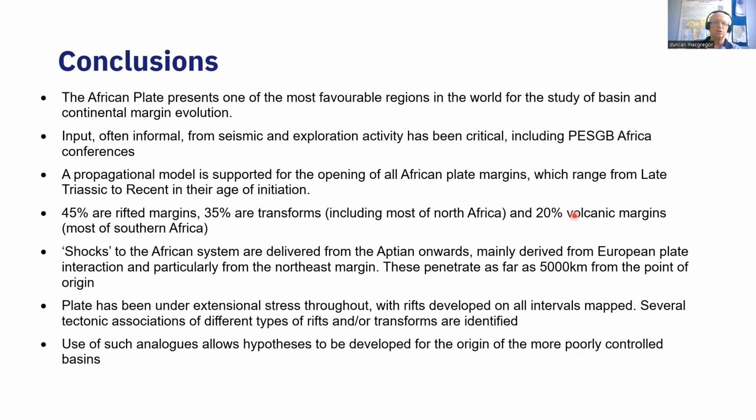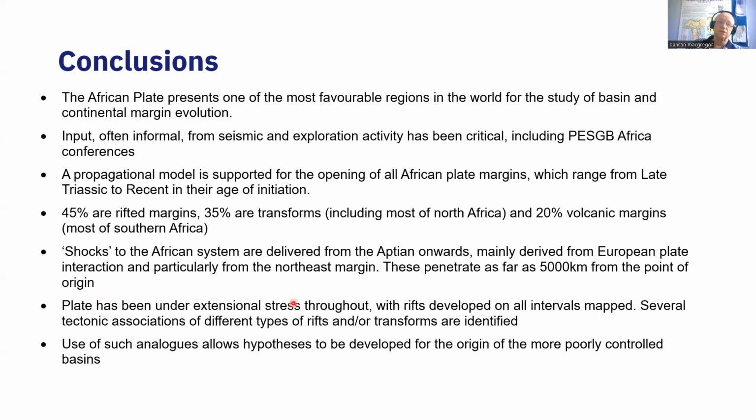And how this volcanic margin in South Africa relates to the frequency of volcanism around Southern Africa, and how that relates to the South African plateau, because most of that volcanism is ultimately mantle derived, is still an uncertainty. Shocks to the African system are delivered from the Aptian onwards. This is related to the change in the rotation of Africa, with it starting to move towards Europe in the Santonian. And these penetrate as far as 5,000 kilometers from the point of origin, which means that we really need to find more of these transforms.